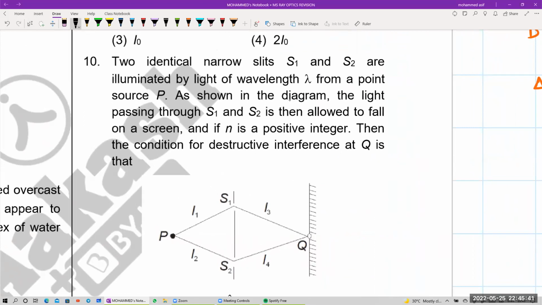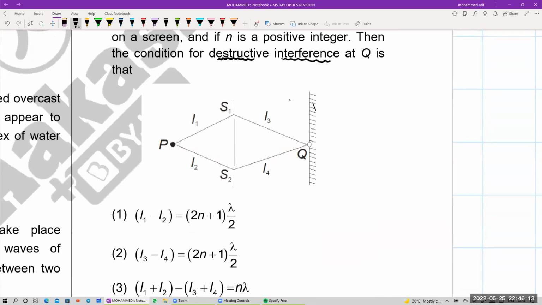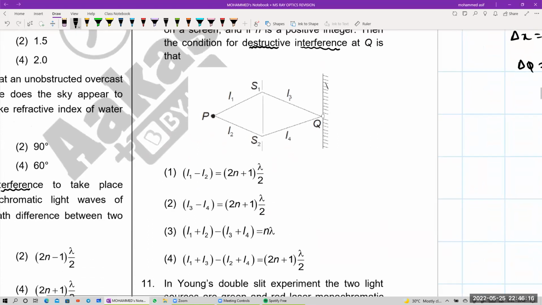Two identical narrow slits S1 and S2 are illuminated by light of wavelength lambda from a point source P. यहाँ से देखो बेटा, इसकी यहाँ से यहाँ तक लेंथ L1 है और यहाँ से यहाँ तक लेंथ L2 है. S1 S2 are two slits. यहाँ पर का डिस्टेंस है मेरे पास सम D. यहाँ से यहाँ तक ये लेंथ L3 है, यहाँ से यहाँ तक L4 है, point Q. As shown in the diagram, the light passing through S1 and S2 is then allowed to fall on a screen. If n is a positive integer, then the condition for destructive interference at your Q will be equal to your how much? These are the options given for us. Try करिए.